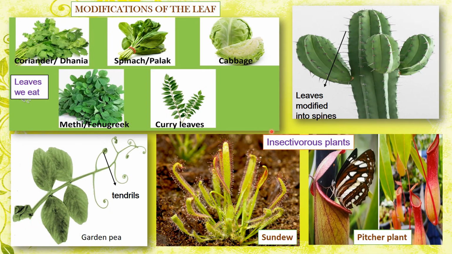Modification of the leaf. Like stems and roots, leaves get modified for certain special functions. Leaves store food, like coriander, spinach, cabbage, fenugreek, curry leaves. They store food and these leaves can be eaten. They can be used as a vegetable.